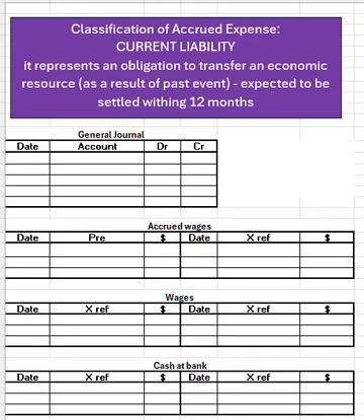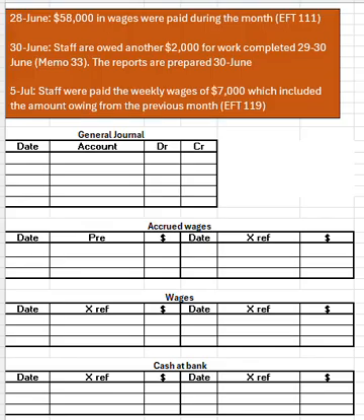Now, apart from the recognition of the expense that's been incurred, accrued expenses also create a current liability because there's an obligation to transfer an economic resource, which will generally be cash, and this obligation is expected to be settled within 12 months, so it satisfies the criteria for the definition of a current liability. So let's have a look at an example here, which is split into 3 stages.